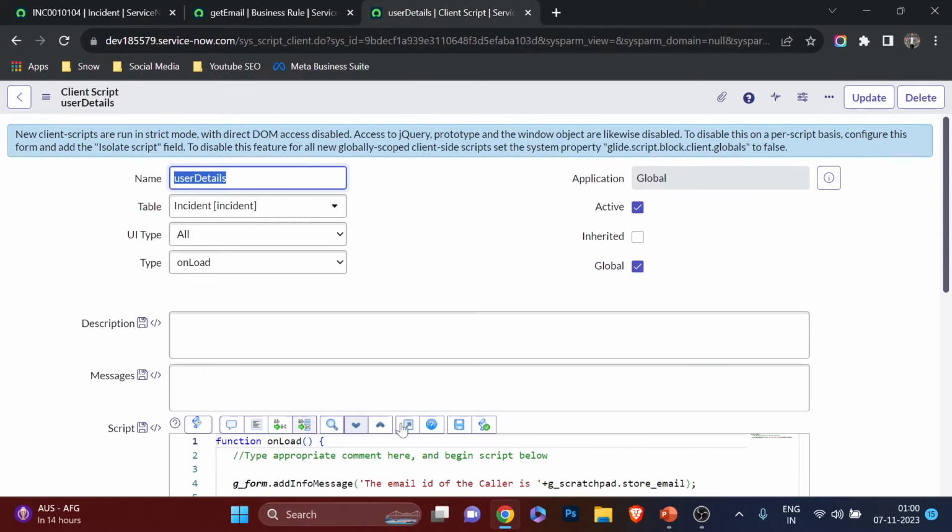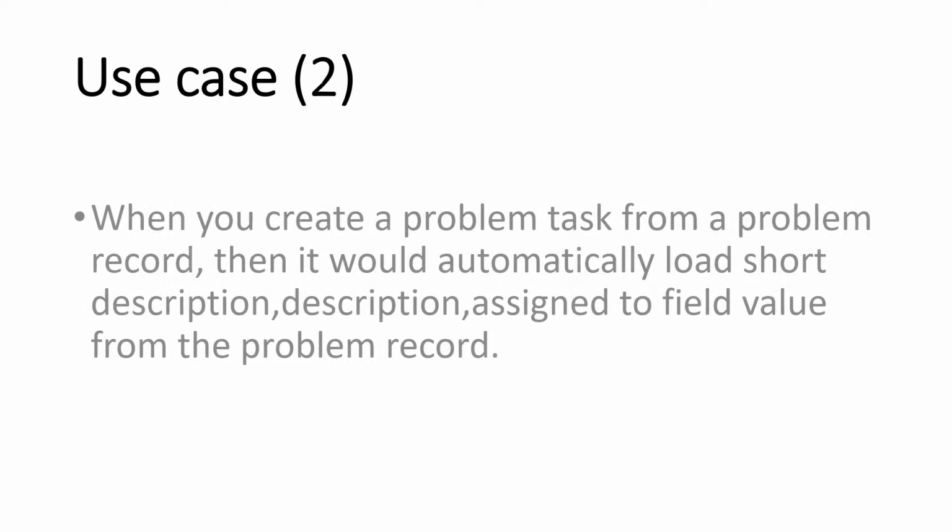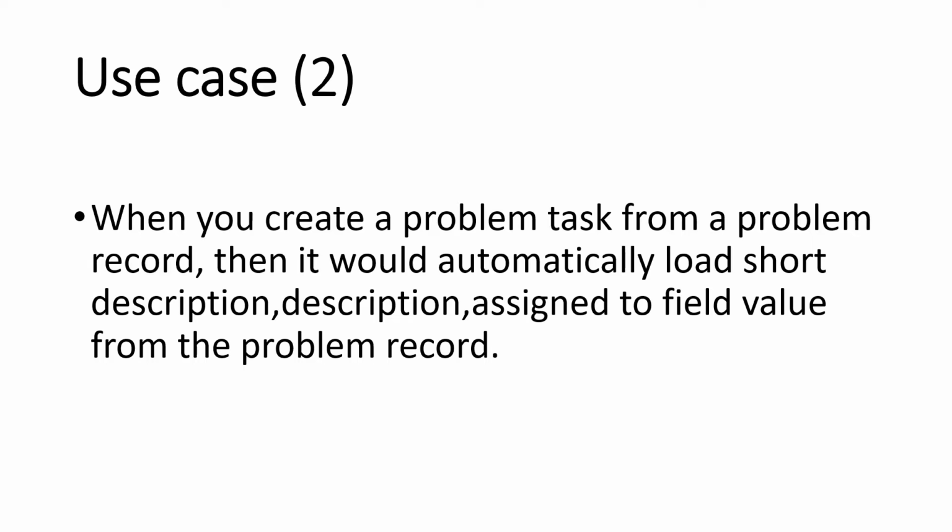So this is the client one, right? Client script that we use. All right, use case number 2. When you create a problem task from a problem record, then it would automatically load the short description and assigned to field value from the problem record.